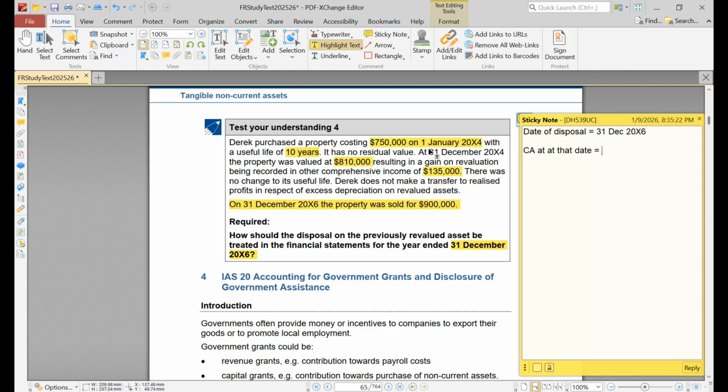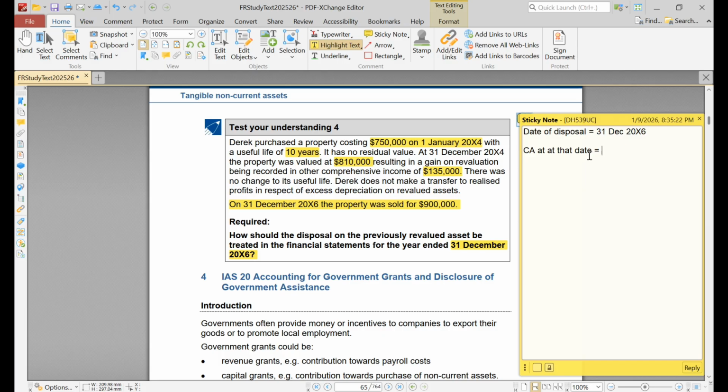So on 1st Jan it was 750, but it was revalued at December at 810. It has a useful life of 10 years. After revaluation, they have told us that there was no change to useful life. So from 1st Jan to 31st December, 1 year has already passed, which means that now the remaining useful life is 9 years. So we are calculating the carrying amount at 31st December 20x6.